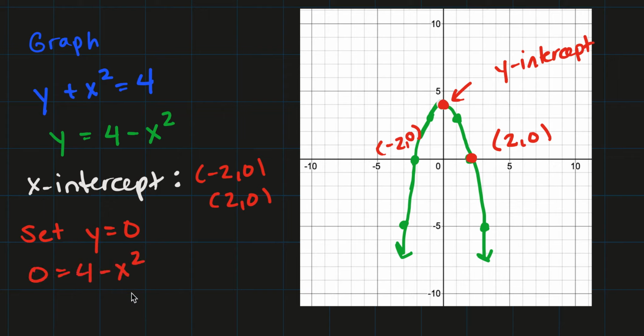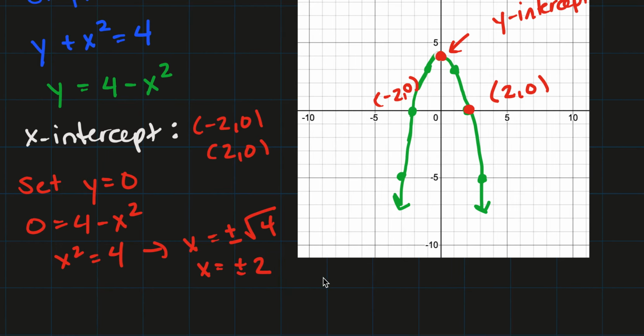Let's solve for x squared by moving it to the other side and take the square root. Now when you take a square root, you get a positive and a negative square root of 4, which means x is equal to positive or negative 2. So you're going to get 2 options. So that tells us that when x is 2, we get 0, and when x is negative 2, we get 0. So those were our 2 x-intercepts.